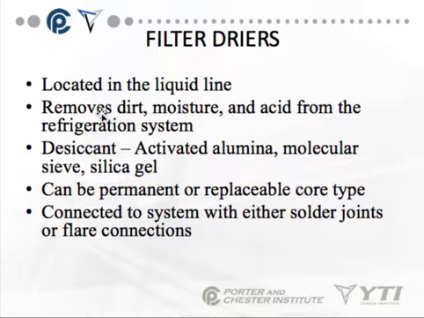Filter dryers you see in most refrigeration systems. They're located in the liquid line. The purpose of the filter dryer is to remove dirt, moisture, and acid from the refrigeration system. It includes a desiccant, that's activated alumina or molecular sieve and silica gel. They can be permanent or replaceable core types. They're connected to the system with either solder joints or flare connections.